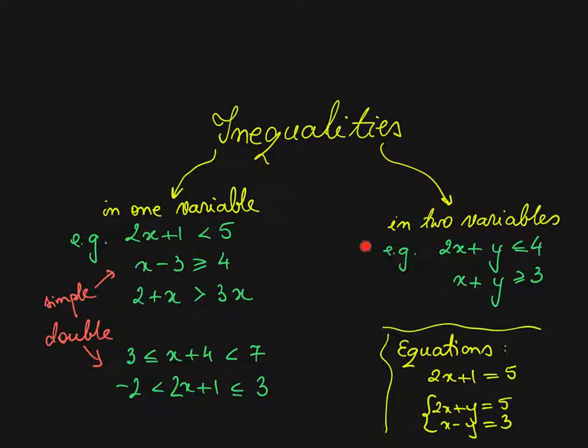Later on, we'll study inequalities in two variables. For example, 2x plus y smaller than or equal to 4, x plus 3 bigger than or equal to 3. These have two variables, x and y. Let's get first familiar with the notation.